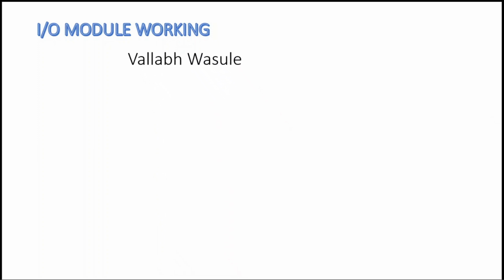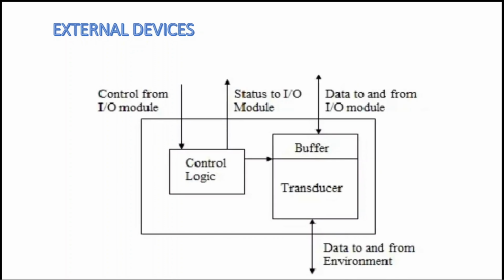So let's see how an I/O module works when we give an input from an external device. Let's first see the diagram of the external device. Here we give the input to the transducer. It converts the data into electrical signals and these signals go into the buffer. Then the control logic will ask the I/O module if it's ready to take the input or not. If it's ready, then the data will go to the I/O module.